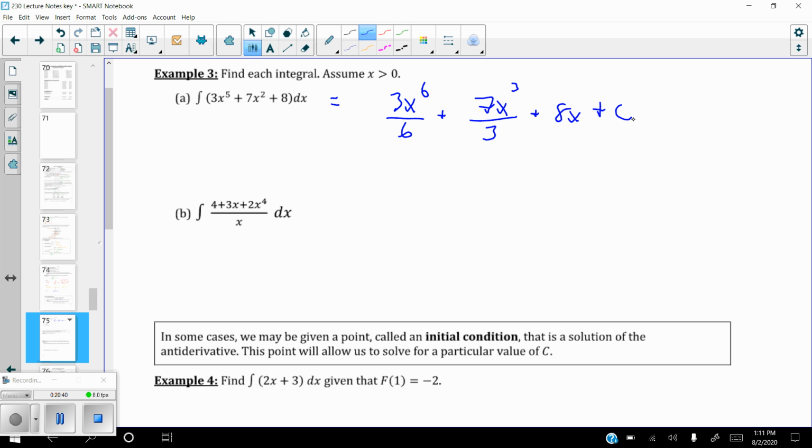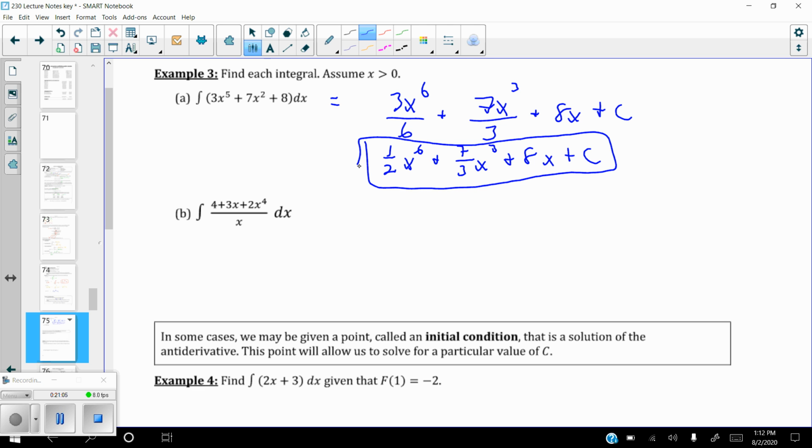Now I'm going to go ahead and simplify this because in the first term I have a 3 over a 6. That does simplify to a half. So I'm going to write that as 1/2 x to the sixth. 7/3 really doesn't simplify. I'm just going to write it as 7/3 x cubed. And then we've just got 8x plus c. That is the general antiderivative for that problem.